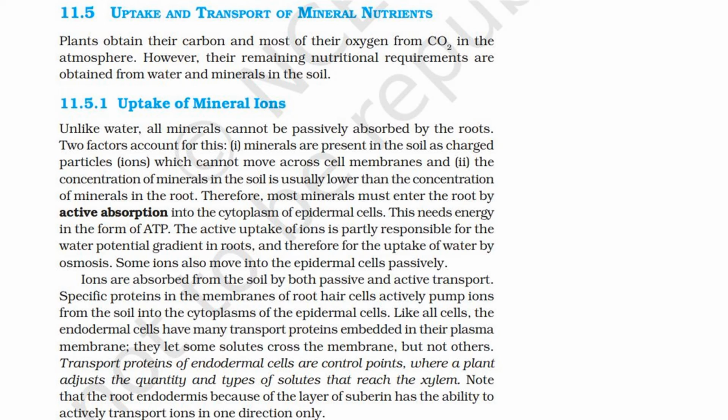1. Minerals are present in the soil as charged particles, ions, which cannot move across cell membranes, and 2. The concentration of minerals in the soil is usually lower than the concentration of minerals in the root. Therefore, most minerals must enter the root by active absorption into the cytoplasm of epidermal cells. This needs energy in the form of ATP. The active uptake of ions is partly responsible for the water potential gradient in roots, and therefore for the uptake of water by osmosis. Some ions also move into the epidermal cells passively. Ions are absorbed from the soil by both passive and active transport.